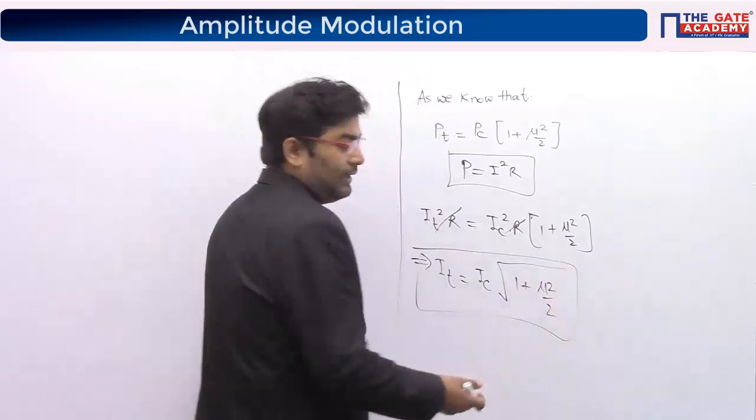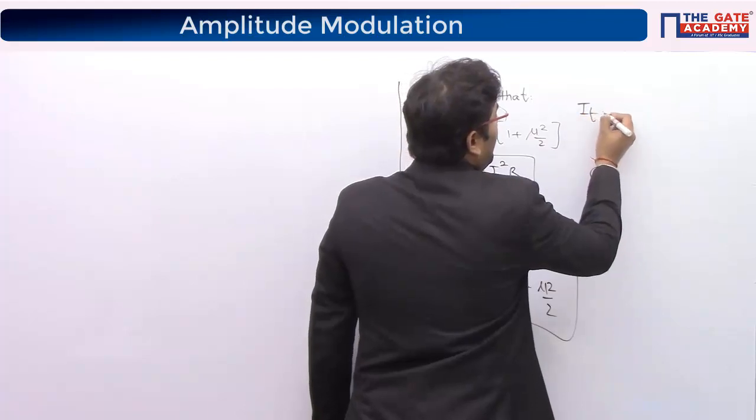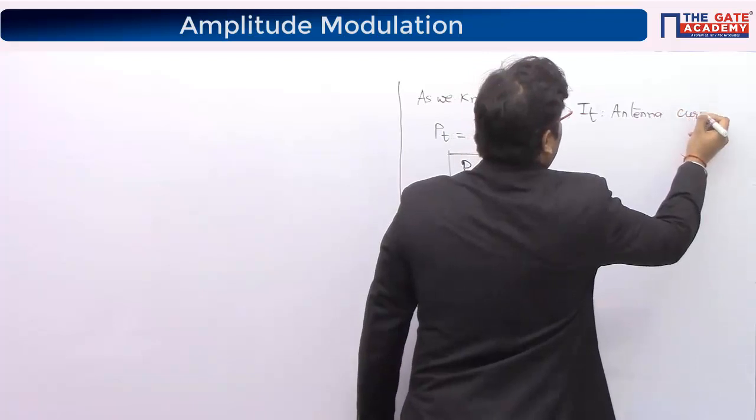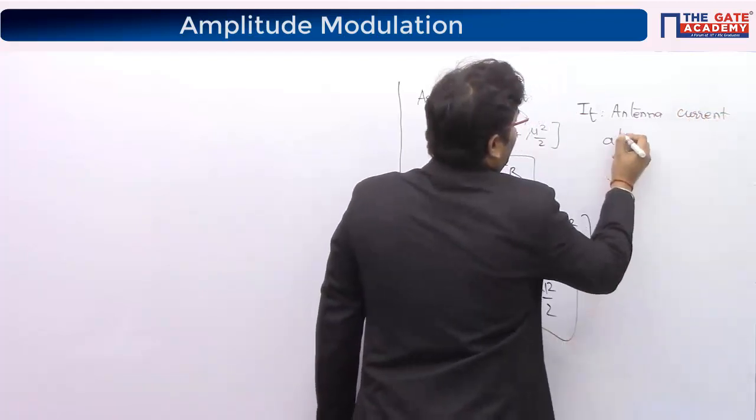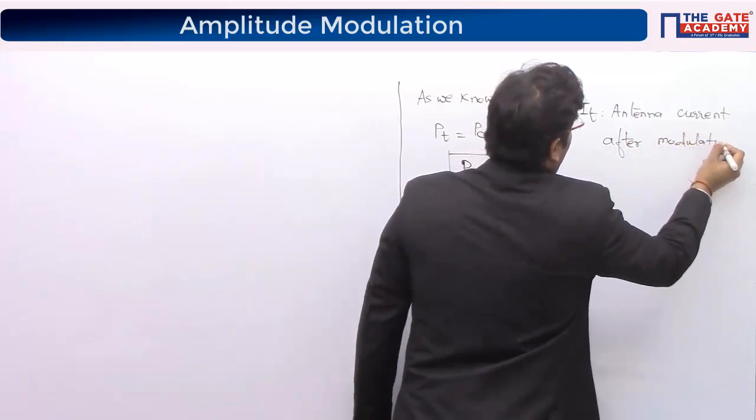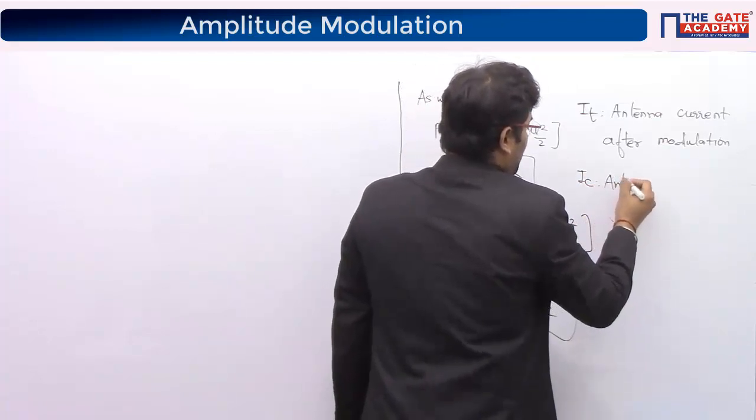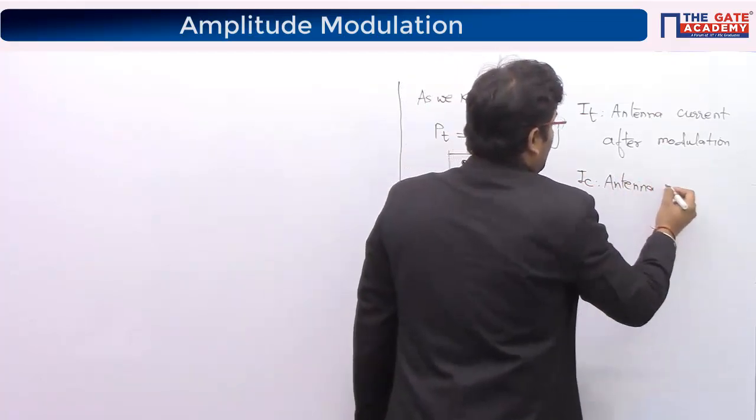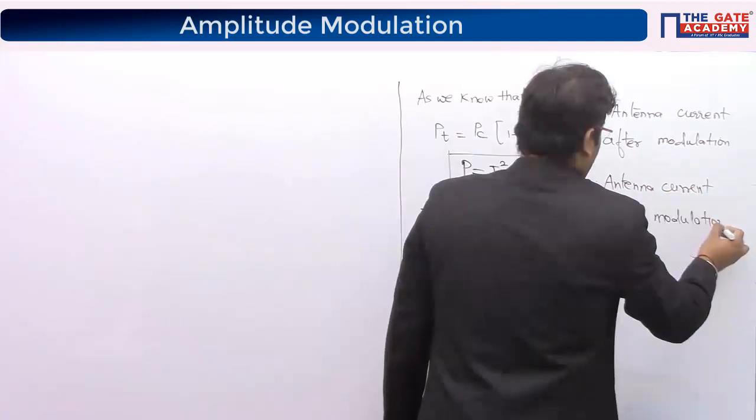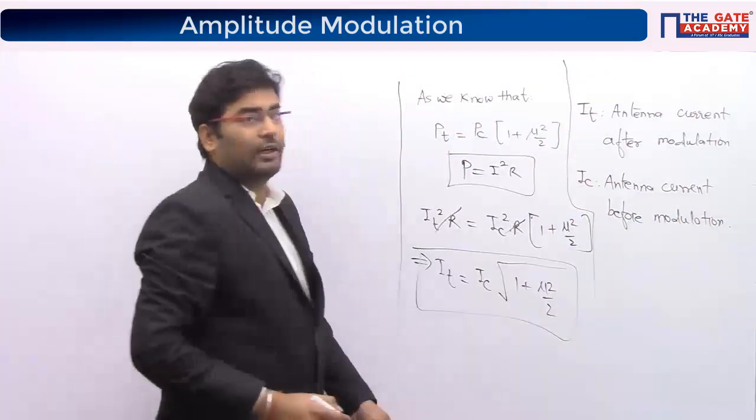One more thing on this, guys. One thing I missed to write. IT is antenna current after modulation. And Ic is antenna current before modulation. I think anyway this is clear, but just write it down.